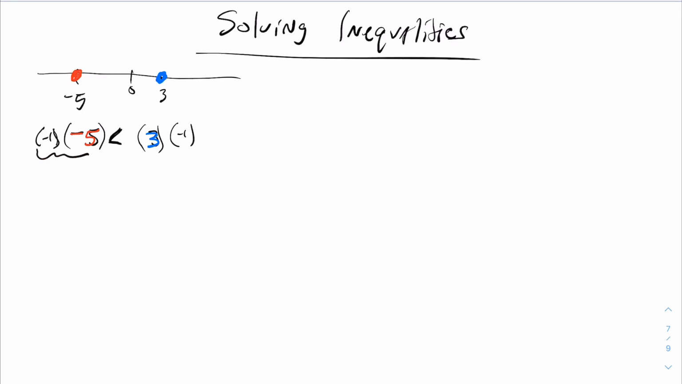Well, -1 times -5 becomes +5. And 3 times -1 is -3. Is it still true that 5 is less than -3? And the answer to that is no, it is not correct. So it's a big shocker. I did the same rules I do for equations. Whatever I did on the left, I did on the right, and it's not true anymore.